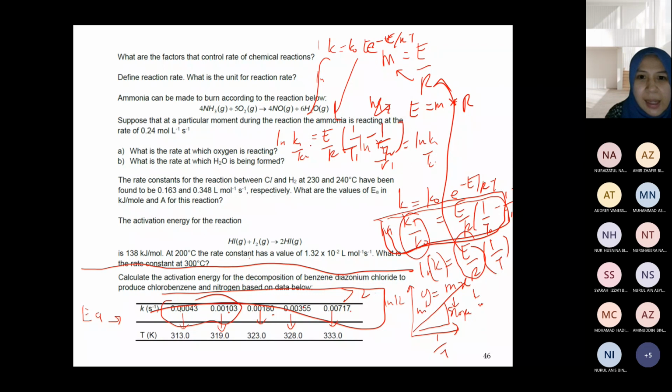Sekarang ni disebabkan kita lebih daripada 2, kita boleh letak as ln K, sebab K yang berbeza akan dapat T yang berbeza. So equals to E over R, 1 over T. ln K1 akan T1, ln K2 akan T2. Daripada sini, kalau you remember, kita boleh dapat a straight graph which is y equals mx. Y refers to ln K, x adalah 1 over T value, dan m adalah E over R. Faham tak so far?